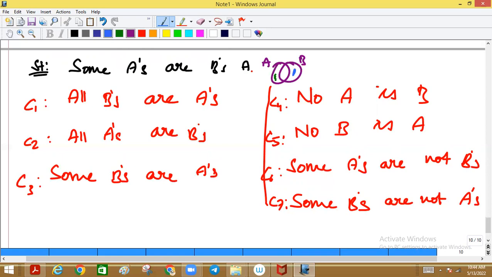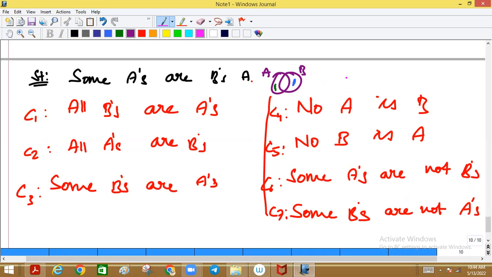How to avoid this problem? See, I said that for the conclusion to be correct, it has to satisfy all the diagrams. And these are not all the diagrams. For example, if I am saying that some A's are B's, same diagram, I can write like this also. This is A and B, some A's are B's. Yes or no? I can write like this also. The same thing I can repeat like this also.